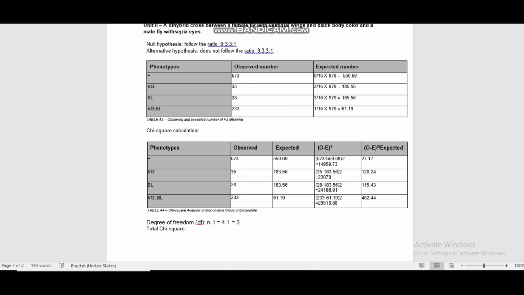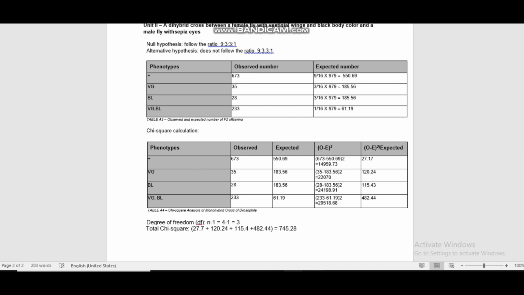So next, to find the chi-square, we must plus the expected number. After plus the expected number, we get our total chi-square is 745.28. So next, we can do our conclusion.